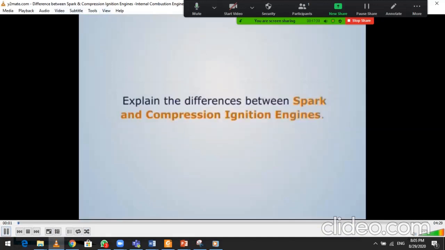Please watch this video about the difference between spark and compression ignition engine. Explain the differences between spark and compression ignition engines.